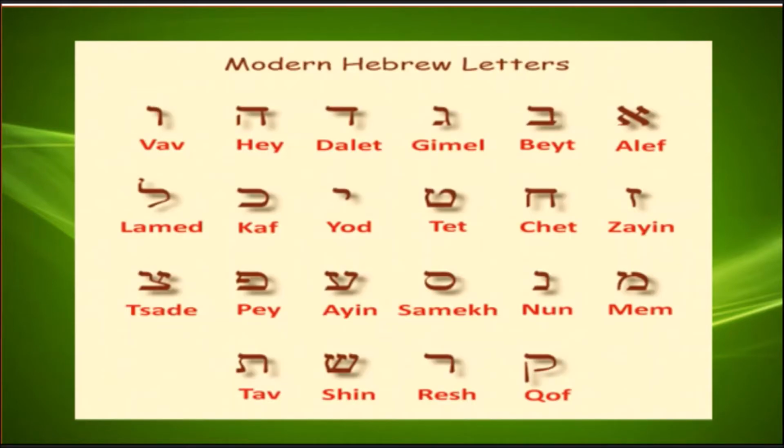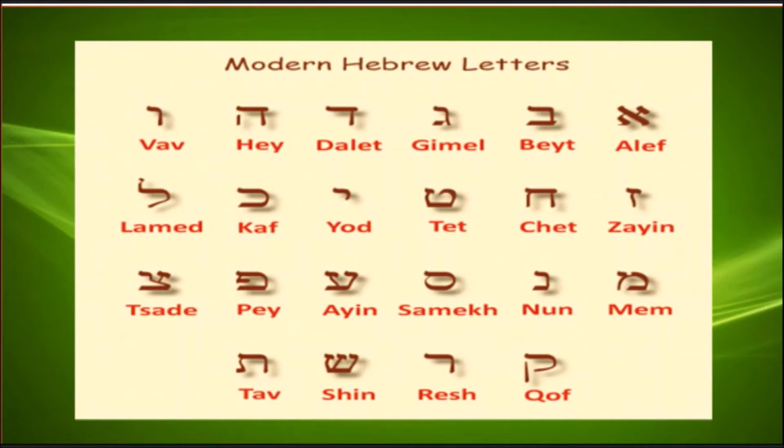This is the modern Hebrew, or what we call the block Hebrew. It's also called the post-Babylonian script because it was used after the Babylonian captivity. And this is what we see today. This is what they read when they read and write Hebrew. This is what they see right here, starting with Aleph in the top right.